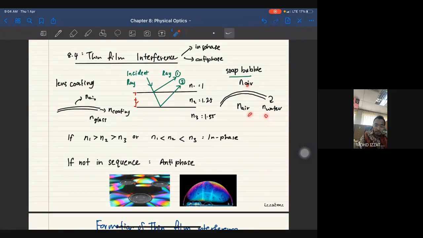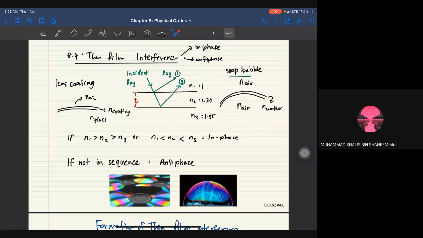Boleh ikut ke tak ni untuk soap bubble situation dia? So far so good, sir. So far so good.